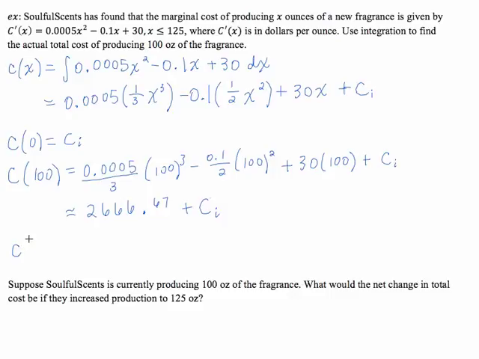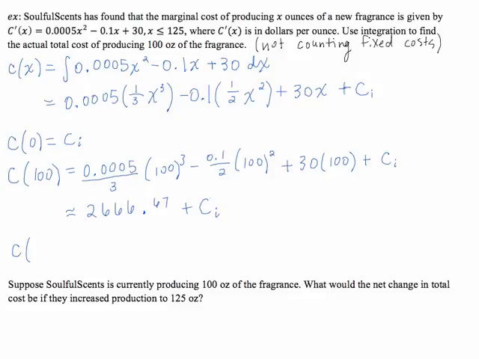So, and perhaps I should have put producing the first 100 ounces. Okay, or we could even add into the original problem here, not counting fixed costs. Might make it a little bit more clear.